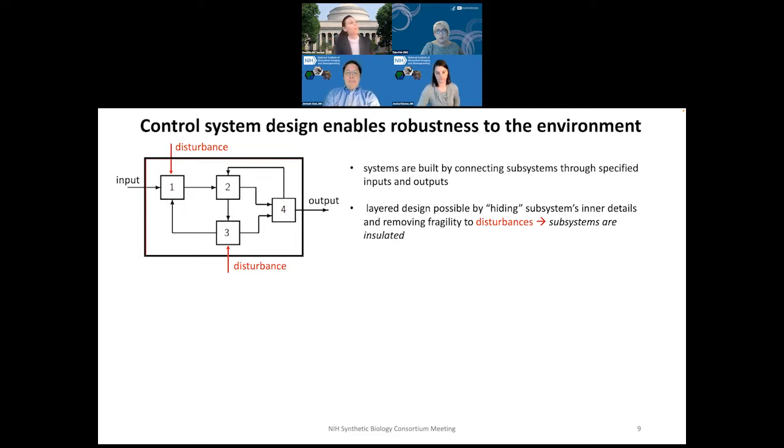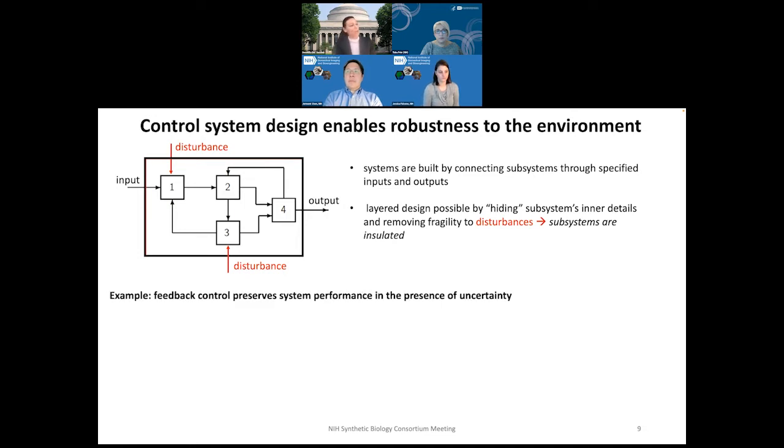And here I have just one slide, just to foster ideas on tools that we have from control system design. Control system design was born to ensure systems are robust to their environment. And the idea is that this way, if you insulate a module from the environment, you are essentially hiding the internal system complexities and just composing it as if it was insulated.